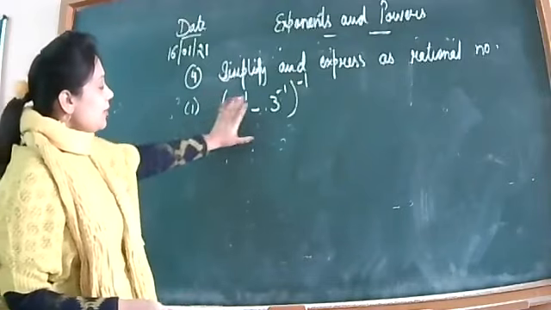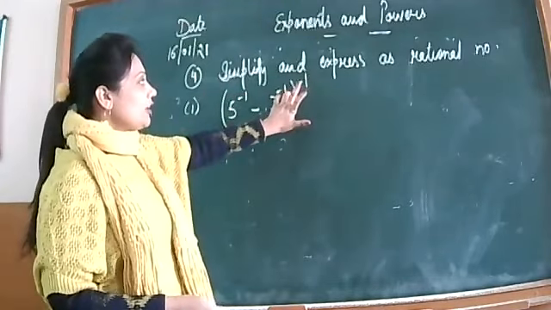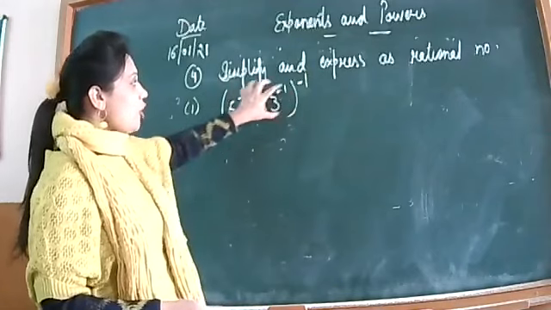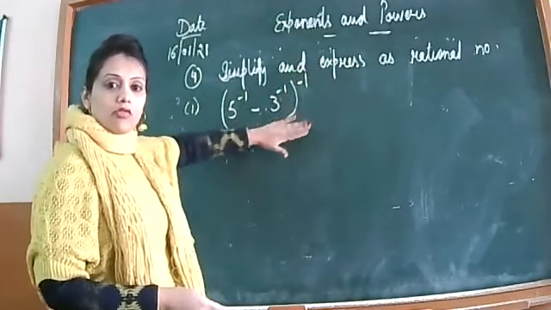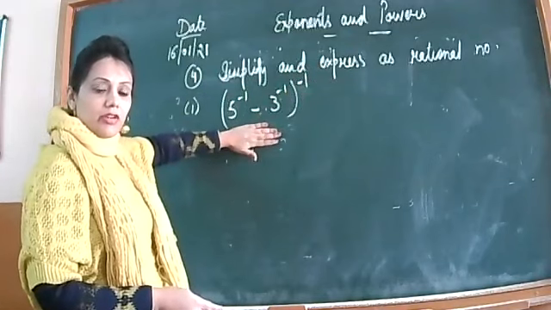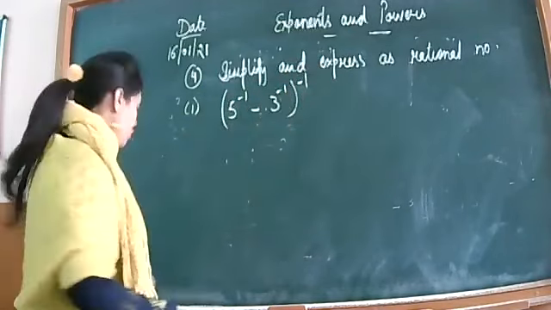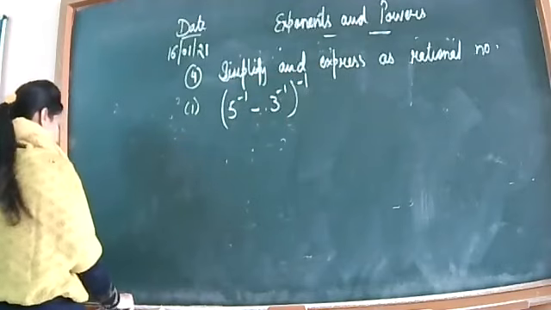But if the power of the whole bracket is negative, we cannot directly do anything to this power without solving. What we have to do? We have to solve our bracket first, then we will see what to be done. So let us start.